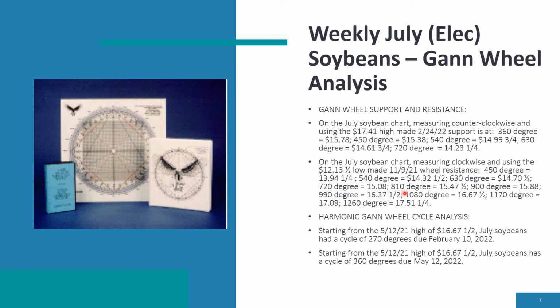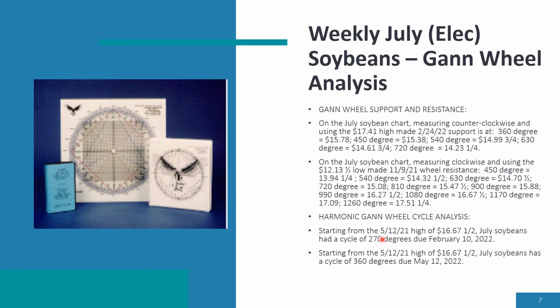The 810 is at $15.47 1/2. The 900 is at $15.88. The 990 degrees at $16.27 1/2. The 1080 degree, which is 3 turns around the wheel, is at $16.67 1/2. The 1170 degree is at $17.09, and the 1260 degree is at $17.51 1/4.